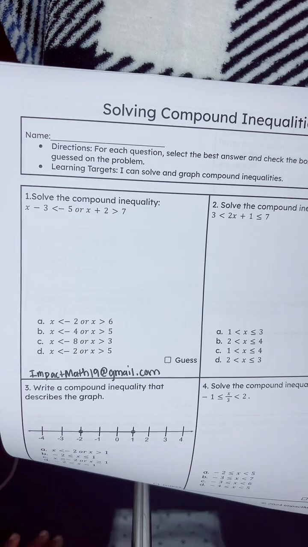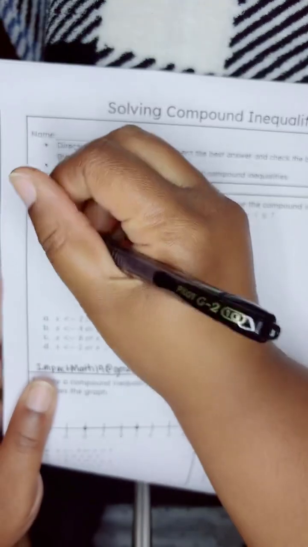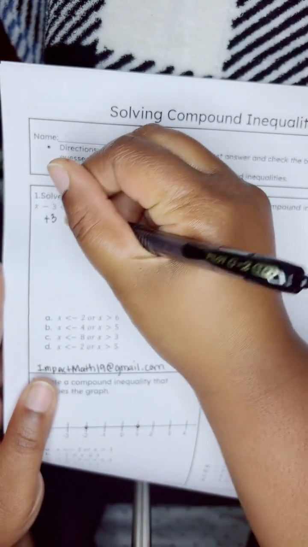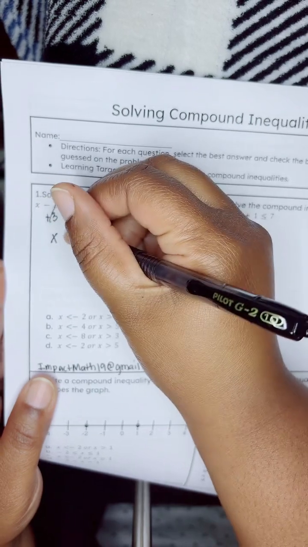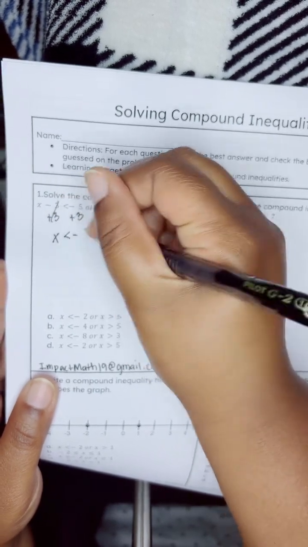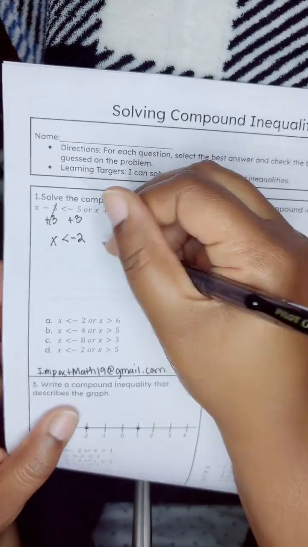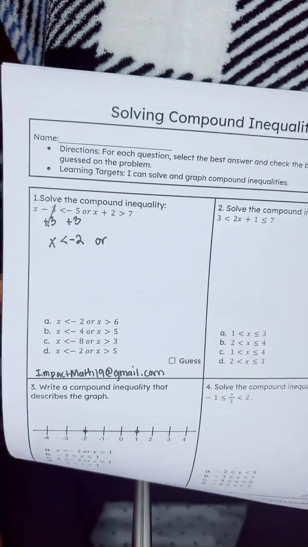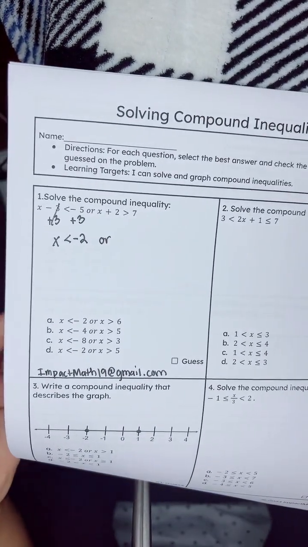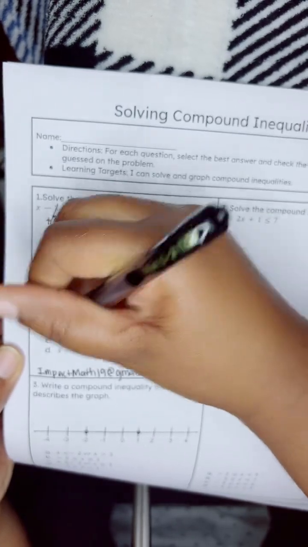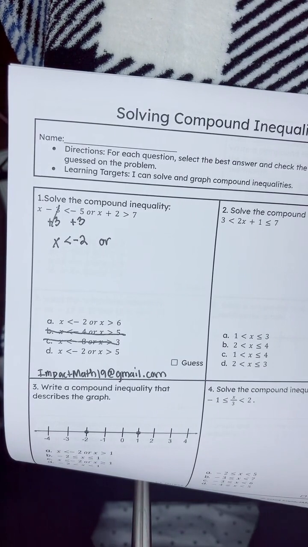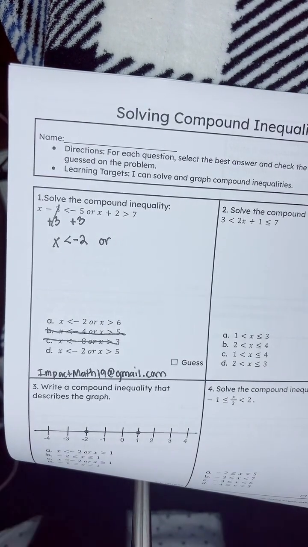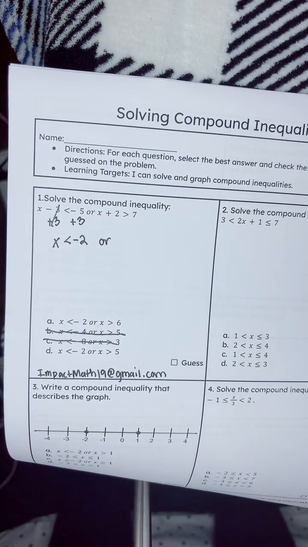Add 3. Yes, good. So we're going to add 3. And yes, I do geometry as well. x is less than -2. Or, we can't stop right now, right? Because we have 2 options that have a -2. Do people see their answer? Are you going with A or D?